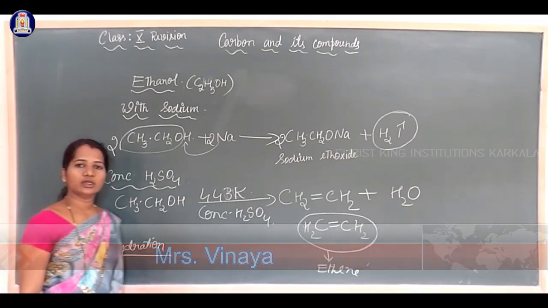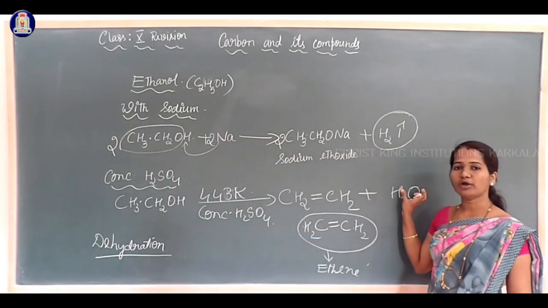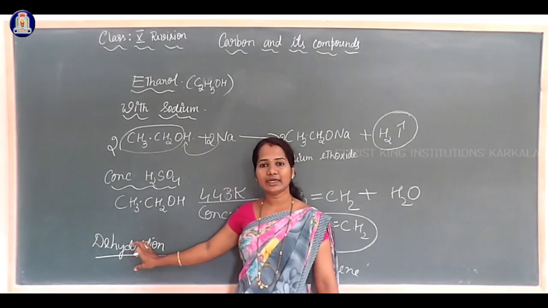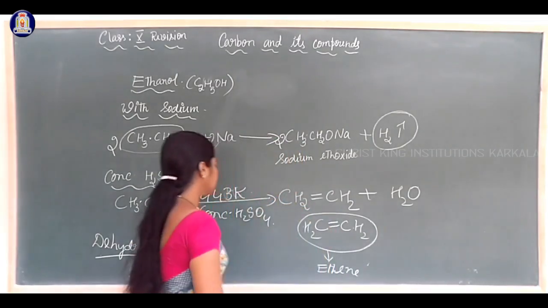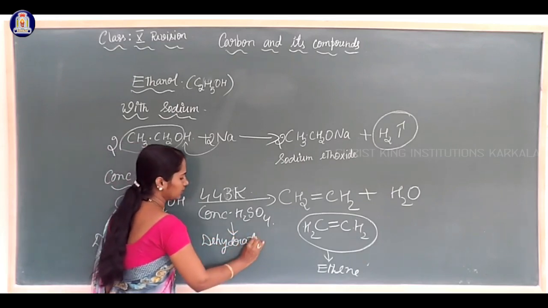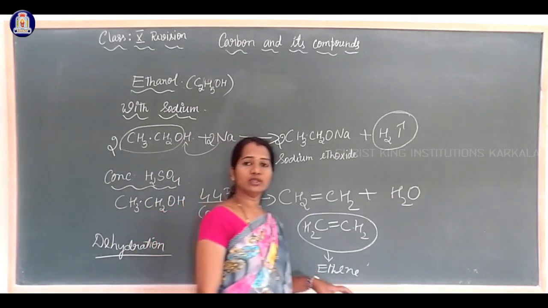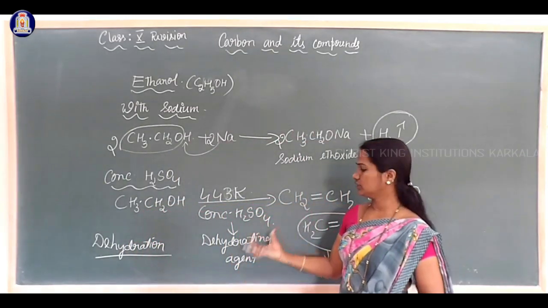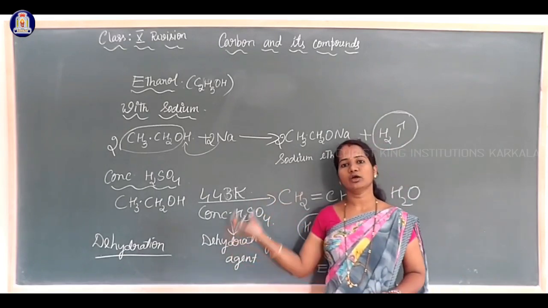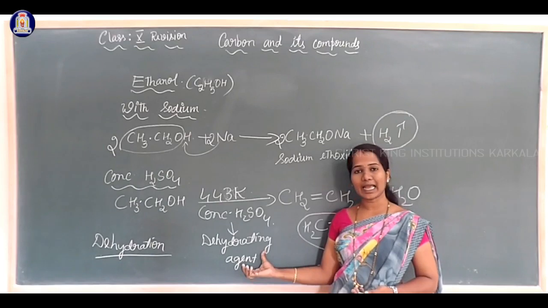Why is the reaction called a dehydration reaction? Because during the reaction, removal of water takes place. Water is removed here. Therefore, the reaction is called a dehydration reaction. In this case, concentrated sulfuric acid acts as a dehydrating agent. What is a dehydrating agent? The substance which is responsible for the removal of water, we call it a dehydrating agent.